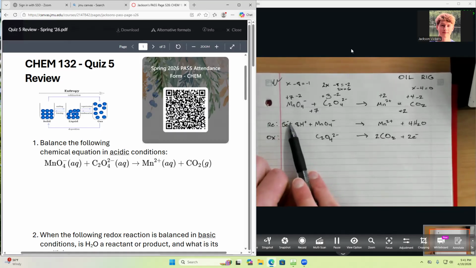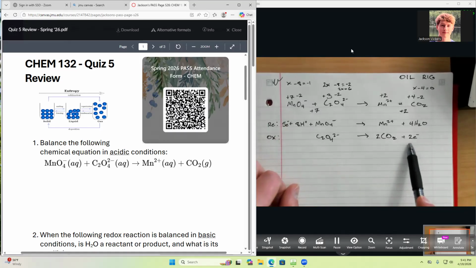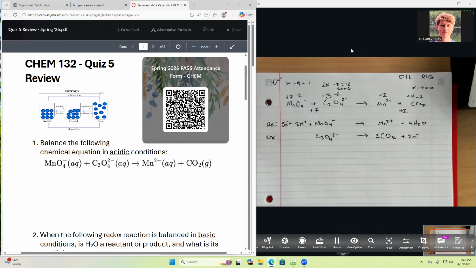The electrons for this one are in the reactants, and the electrons for this one are in the products. That's necessary. Reduction reactions have electrons on the reactant side? It should. Let me not be quick to say that, actually. I don't know.